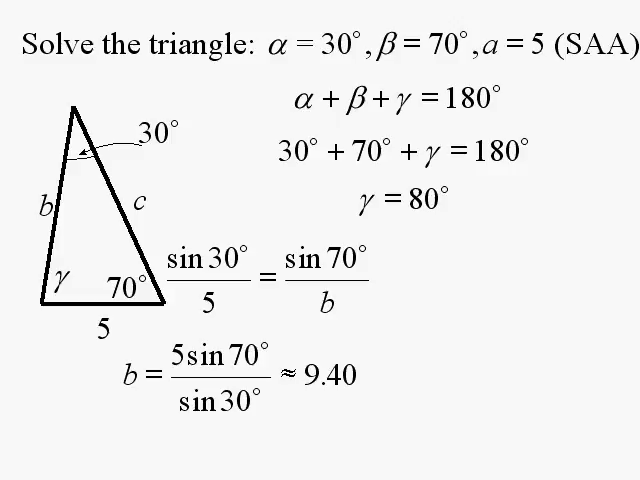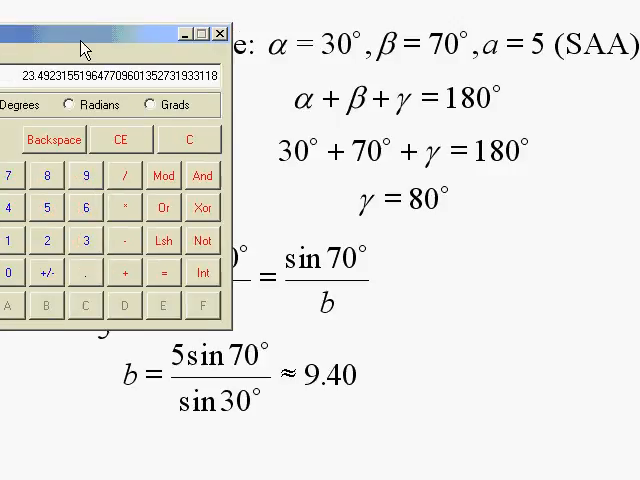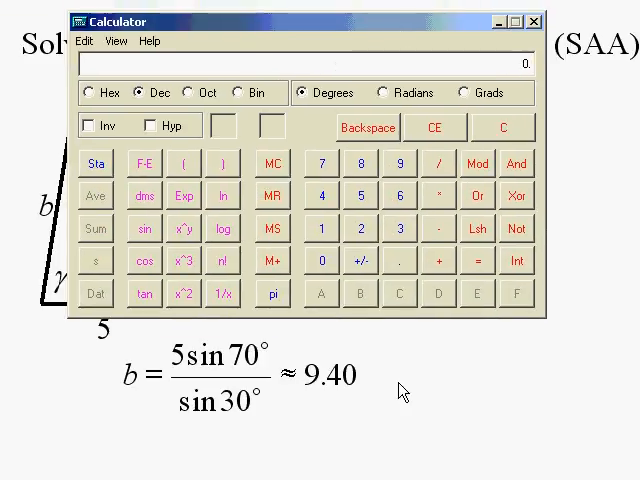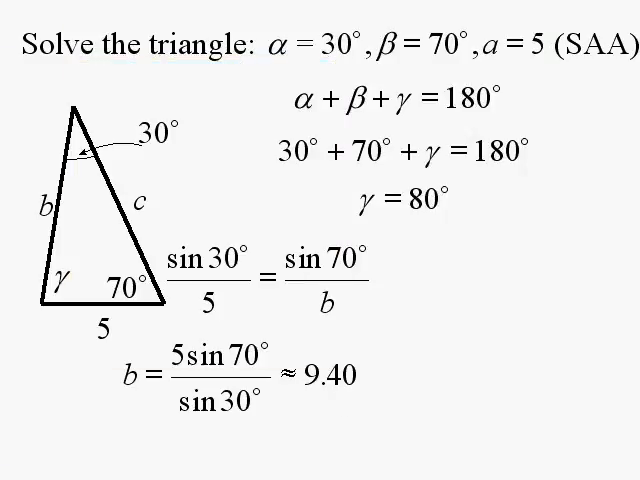You could get that from the calculator if you'd like. 5 times the sine of 70 degrees, divided by sine 30. Well, I know that's 0.5, but I'm just going to do it that way. 0.5 for the sine of 30 degrees, and there's the value 9.3969, which rounds to 9.4. So there's one of the missing sides. Let's get the other missing side.